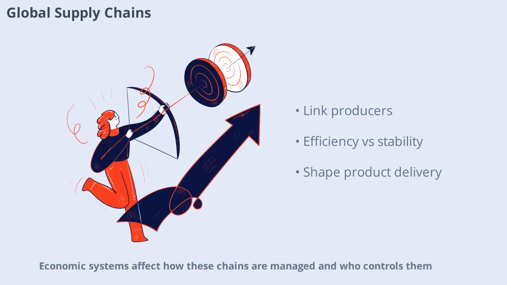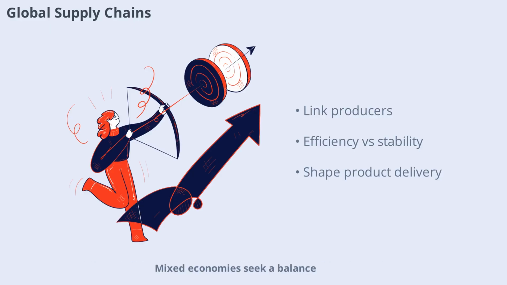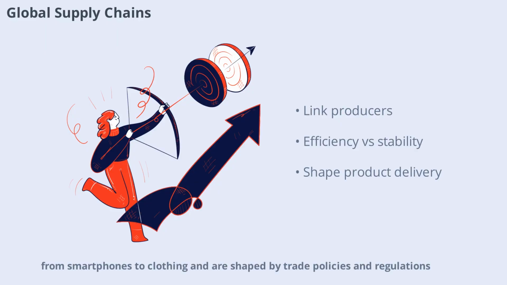Economic systems affect how these chains are managed and who controls them. Capitalist economies favor efficiency and cost reduction, while socialist systems may prioritize stability and local sourcing. Mixed economies seek a balance. Supply chains are essential for delivering products worldwide, from smartphones to clothing, and are shaped by trade policies and regulations.